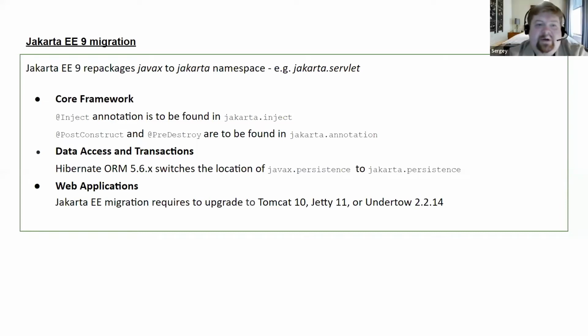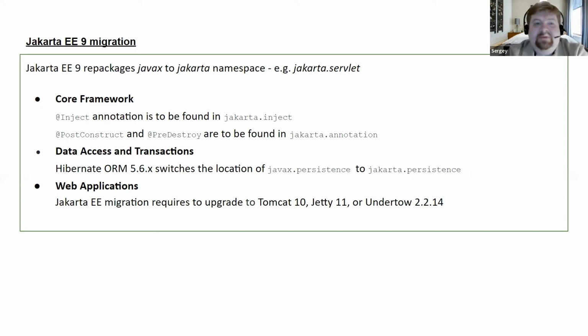Core framework requires an update. Basically, it should be a simple find and replace search, but you should update the inject annotation, post construct, and pre-destroy annotations to the Jakarta namespace, as well as data access and transactions in Hibernate. Hibernate should be updated to Jakarta persistence as well, and web servers like Tomcat, Jetty, and Undertow should be updated to their higher versions.